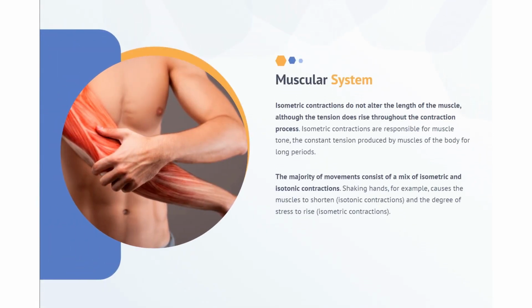Isometric contractions do not alter the length of the muscle, although the tension does rise throughout the contraction process. Isometric contractions are responsible for muscle tone, the constant tension produced by muscles of the body for long periods. The majority of movements consist of a mix of isometric and isotonic contractions. Shaking hands, for example, causes the muscles to shorten, isotonic contractions, and the degree of stress to rise, isometric contractions.